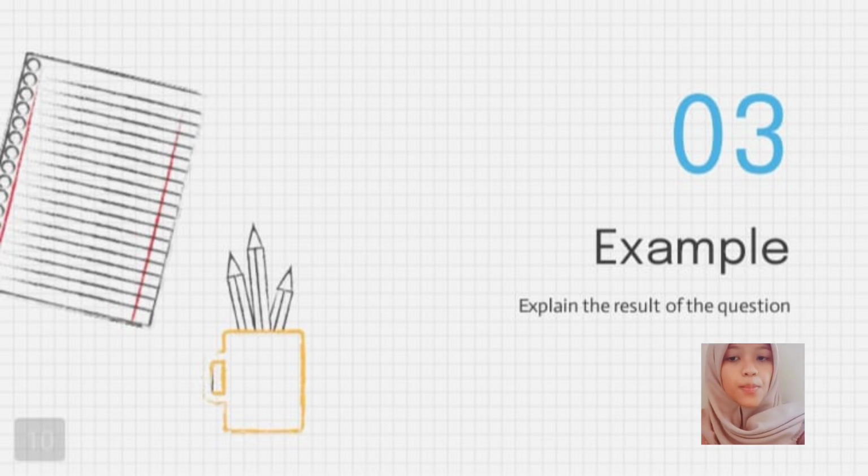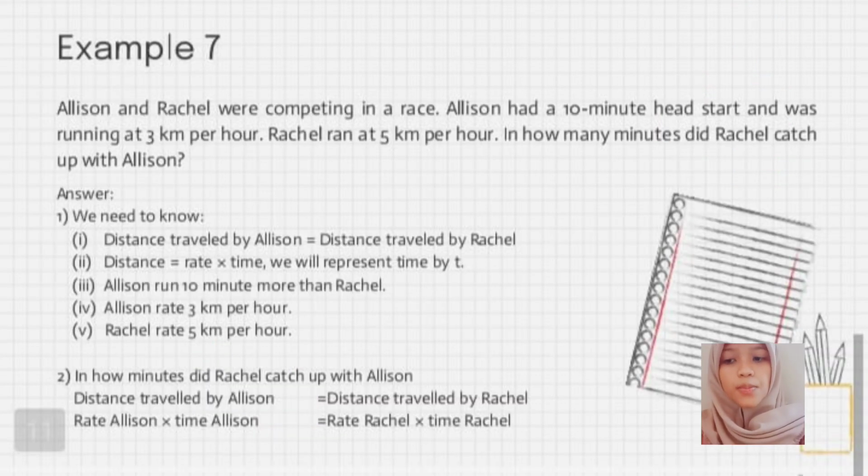We move to the example question, example 7. Alison and Russell were competing in a race. Alison had a 10-minute head start, running at 3 km per hour. Russell ran at 5 km per hour. And how many minutes did it take Russell to catch up with Alison?